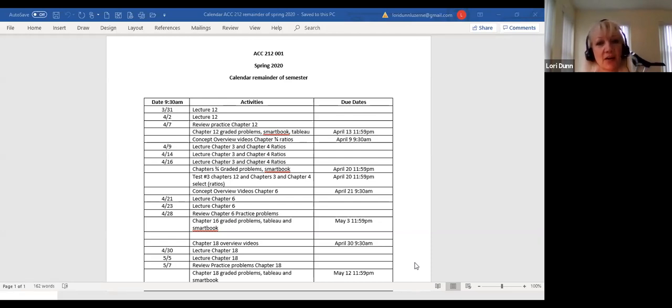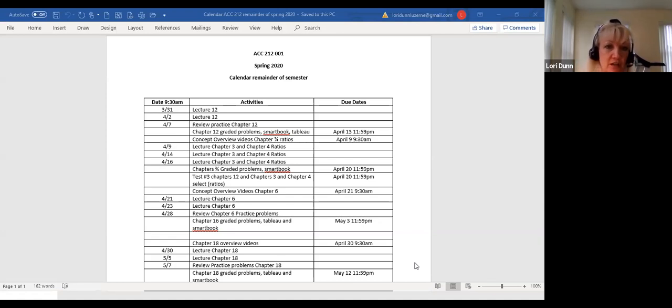So we are going to be looking at chapter 12 today, and on Thursday, lecturing on investments. Please make sure you have your chapter 14's test complete by, I think it's the 5th. I'm going to review the practice problems for chapter 12 next Tuesday. And then our graded problems, SmartBook and Tableau, will be due by the 13th. Note, we are going to have class next Thursday, which was supposed to be a day off, but we're going to need to keep plowing forward.